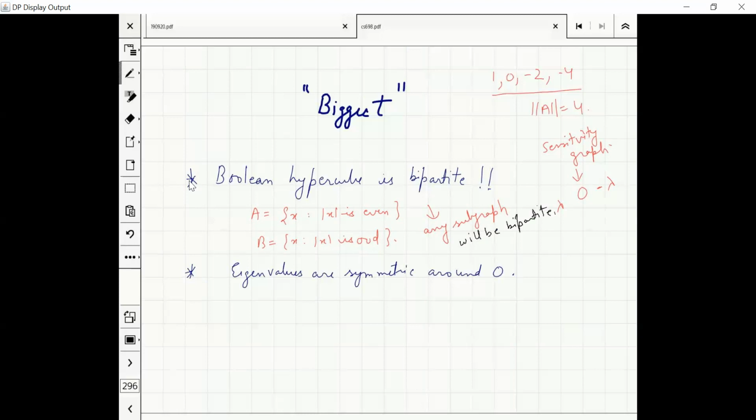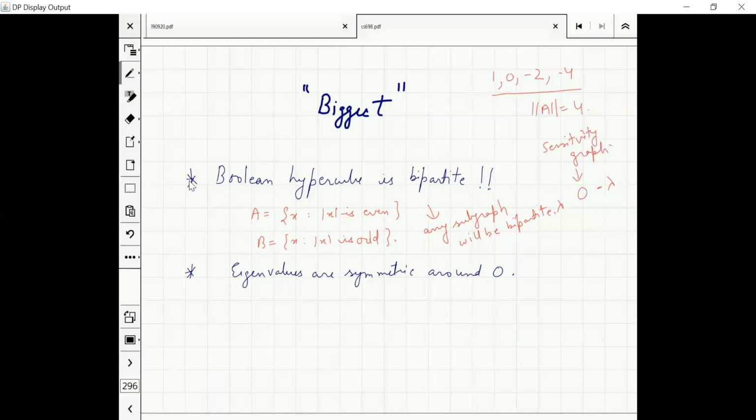And actually, in this case, the sizes of the bipartitions, the size of A and size of B, are equal. So this is a fact about any sensitivity graph. The sensitivity graph is very, very special. It's actually a bipartite graph. And for a bipartite graph, it turns out that your eigenvalues are symmetric.